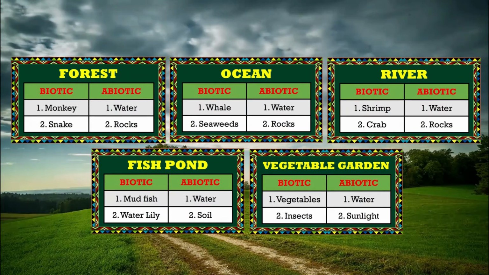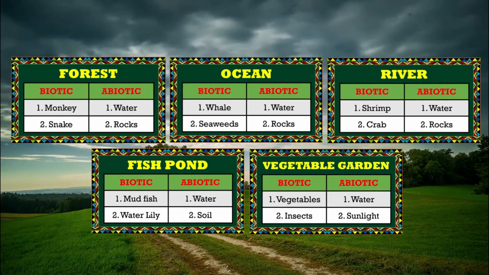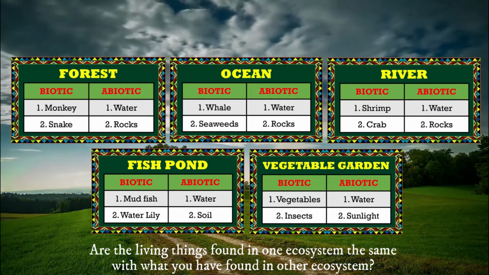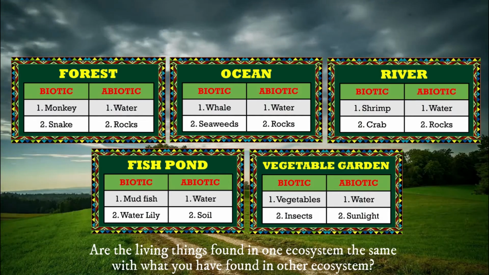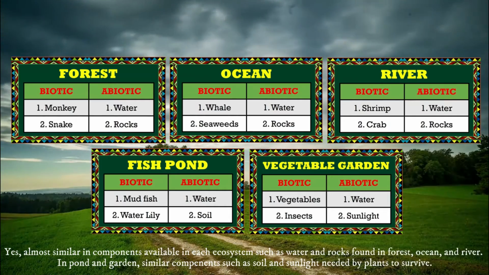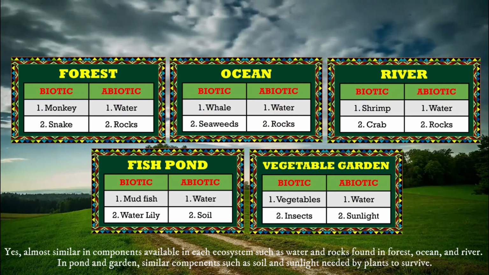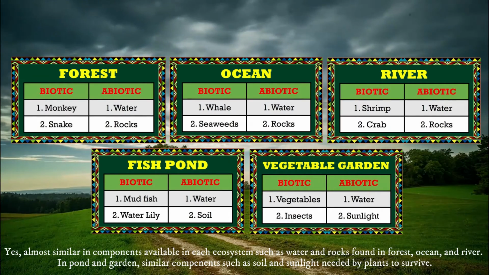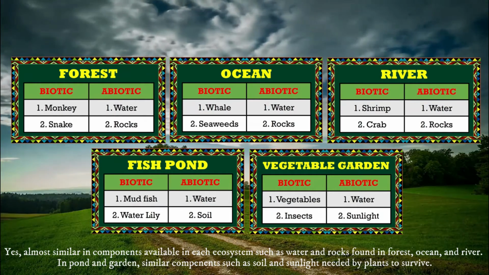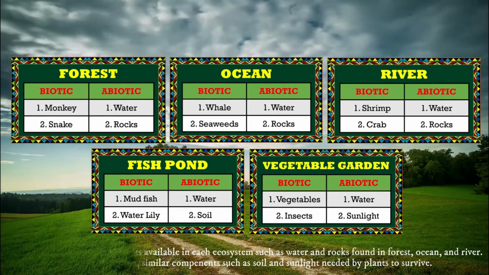Those are the possible living and non-living components found in those ecosystems. Are the living things found in one ecosystem the same with what you have found in other ecosystems? Yes, almost similar in components available in each ecosystem, such as water and rocks found in forest, ocean, and river. In ponds and garden, similar components such as soil and sunlight needed by plants to survive.